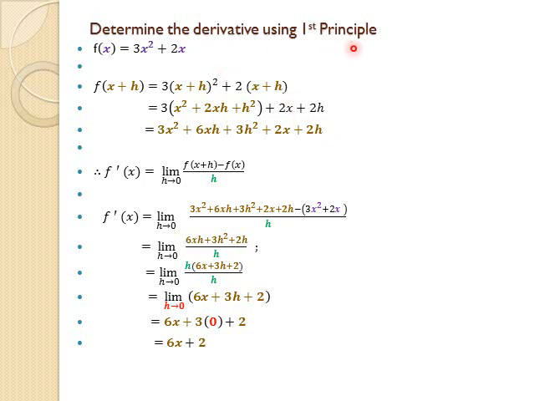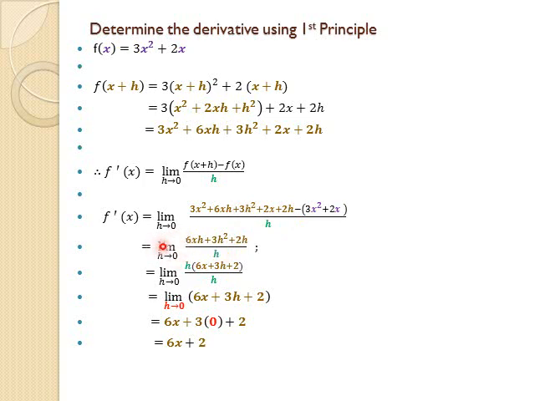So getting the derivative using first principle, f prime x equals the limit as h tends to 0 of f(x plus h) minus f(x) over h. Right, so limit h tends to 0, 3x squared plus 6xh plus 3h squared plus 2x plus 2h minus the equation I had, 3x squared plus 2x. So 3x squared minus 3x squared cancels, plus 2x minus 2x cancels, and everything that's left must at least contain 1 h. So I'm left with 6xh plus 3h squared plus 2h all over h.